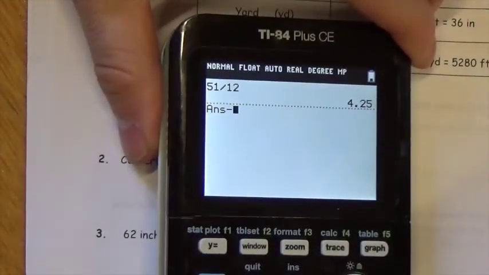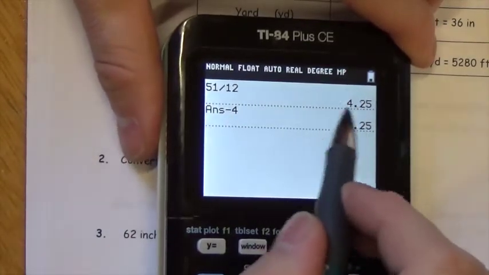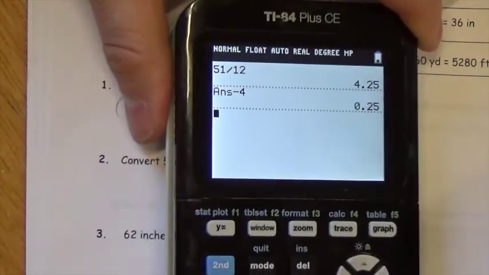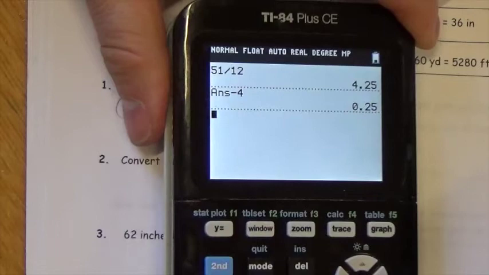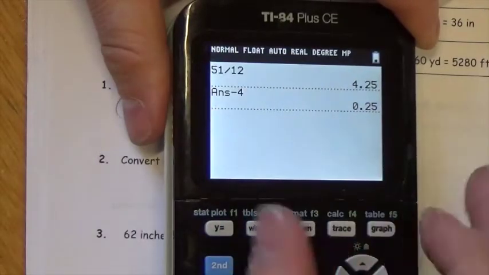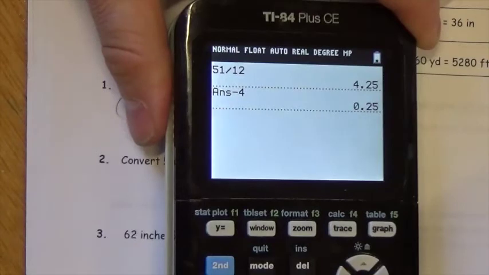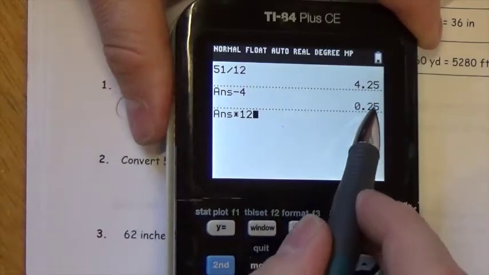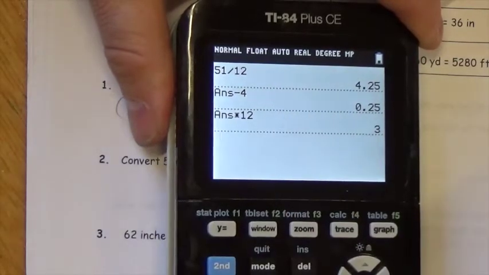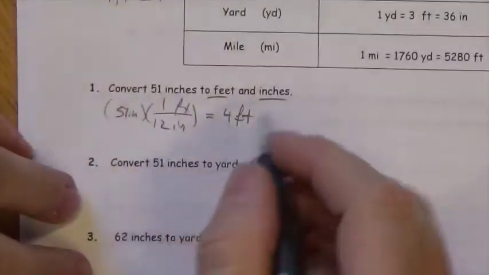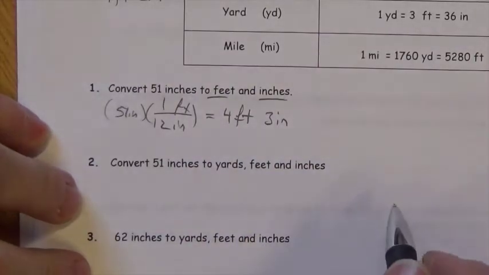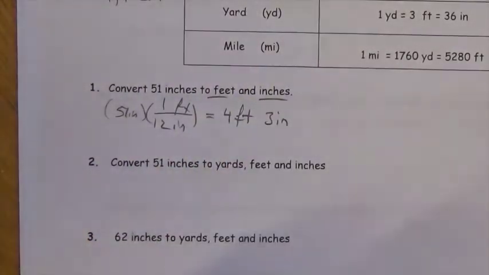Now I'm going to take that remainder and see what I get. I'm going to subtract the 4 off of that because I already know that's 4 complete feet. Now I've got 0.25 of a foot. How many inches is that? It's not a complete foot, so let's talk about it just in terms of inches. Let's multiply that by 12, the number of inches in a foot. So this is a quarter of 12 inches, which leaves 3. So this is going to be 4 feet, 3 inches. That's how we go about getting the conversion to feet and inches.